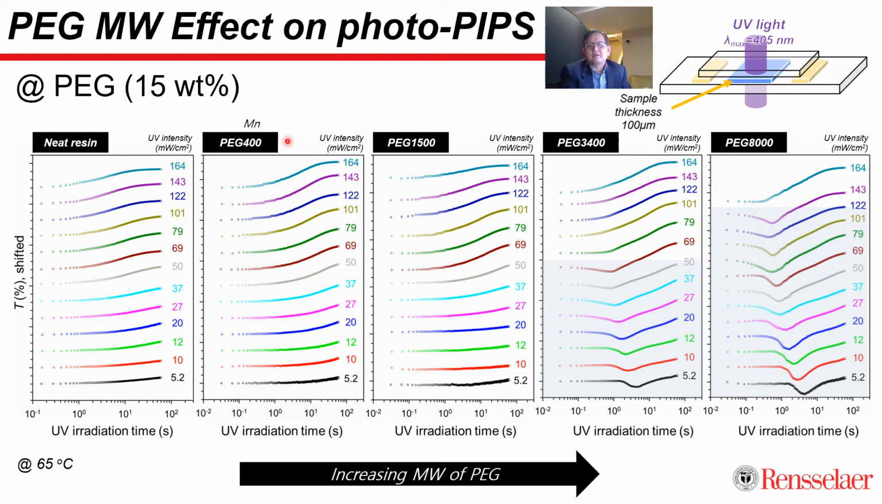With the smaller PEG, we don't see even the optical turbidity, so we were able to disperse 15% of PEG in this network polymer by photopolymerization. They remain transparent.